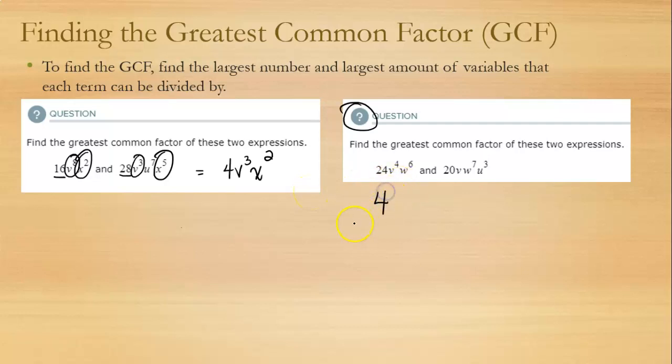The GCF has to be 4 because 24 and 20 are both divisible by 4. If I look at my v's, the largest number I can take out of both, there's 4 here and 1 here, so the largest amount is v to the 1. If I look at the w's, there's 6 here and 7 here, so the largest number I can take out of both is 6, and they don't share the u's, so I'm done here.